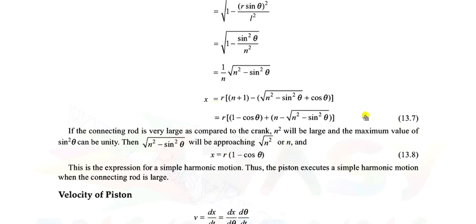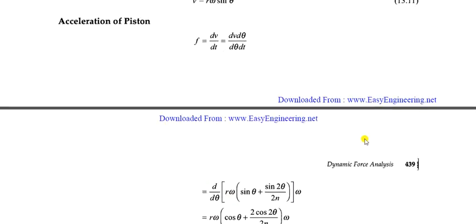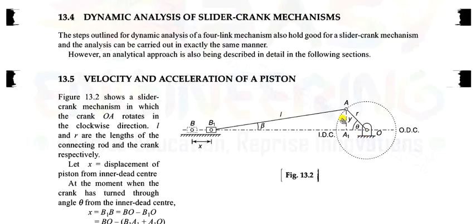Okay, and remember this. Now after getting this, we have to calculate the angular velocity and angular acceleration of the connecting rod. The piston is not having any angular motion, it is having linear motion, but your connecting rod is having angular motion. So we need to calculate the angular velocity and angular acceleration of the connecting rod. As I told, y is equal to L sin beta, and it is also equal to r sin theta. Again, you have to go there to recall this.